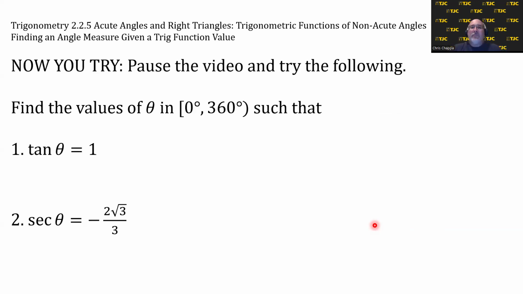Now you try. Pause the video and try the following. Find the values of theta in the interval 0 to 360, including 0 but not including 360, such that tangent of theta is equal to 1, and the other one is secant theta is equal to negative 2 square root of 3 over 3. Pause the video, give it a try.